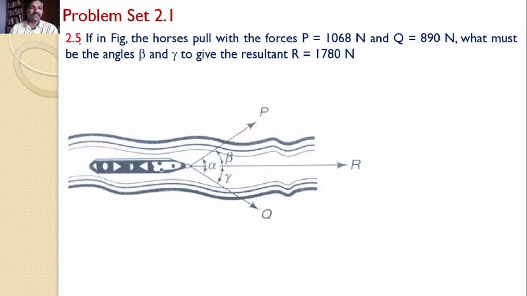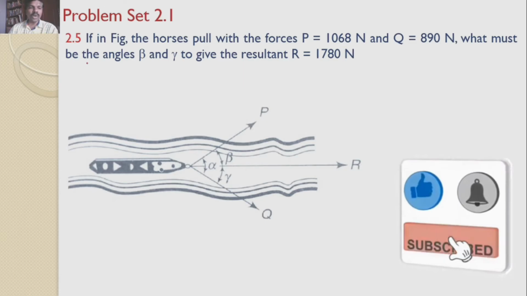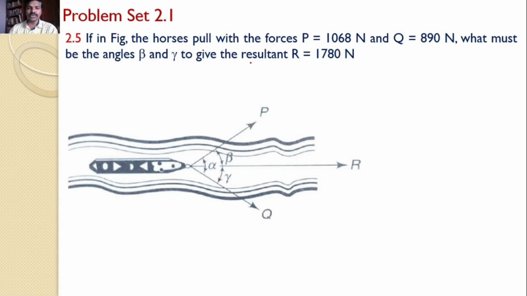Problem number 2.5. If in the figure the horses pull with the forces P equal to 1068 newtons and Q equal to 890 newtons, what must be the angles beta and gamma to give the resultant R equal to 1718 newtons?